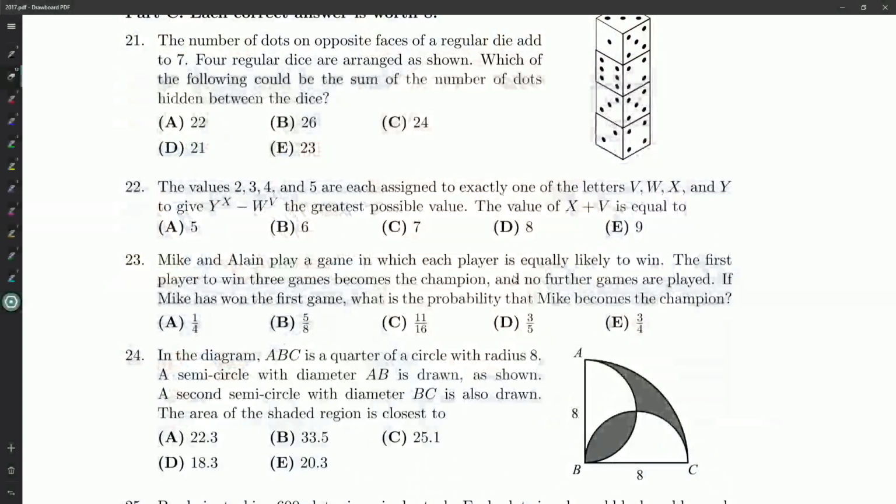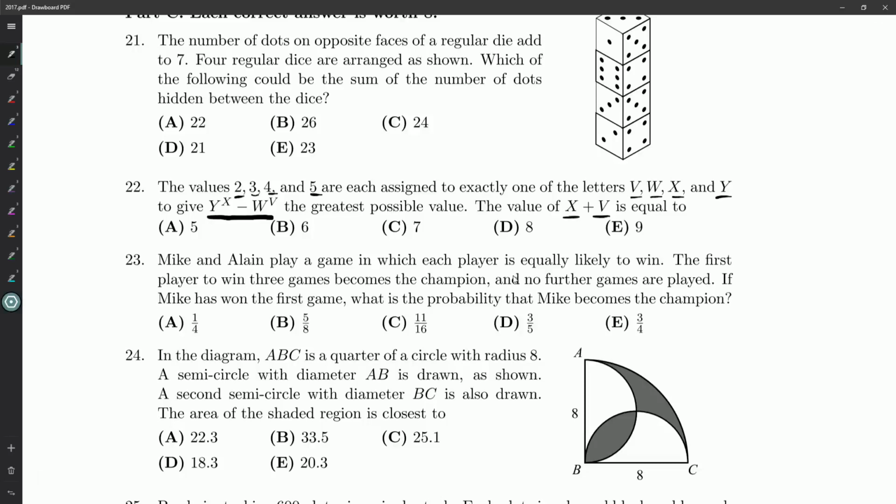We're going to be looking at question number 22 in this video, so hopefully you've given it a gander if that's what you would like to do. The values 2, 3, 4, and 5 are each assigned to exactly one of the letters V, W, X, and Y, to give Y to the X minus W to the V the greatest possible value. There's certainly, I think, 24 different ways that we could arrange these numbers, but we want the greatest possible value, and then we just want to know, if you've got the greatest possible value, what is X plus V?